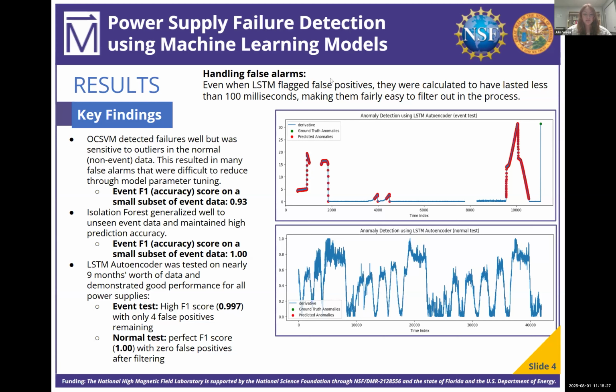As you can see on the full event data set, it achieves an F1 score of 0.997, which is kind of an accuracy score, with only 4 false positives remaining after filtering, which is a huge reduction compared to the other models. On the actual normal test data, it reached a perfect F1 score of 1, with 0 false positives left after filtering, which was great. What these results show is that deep learning models such as LSTM can provide reliable, low-noise anomaly detection, which is very ideal for high frequency systems such as this one.